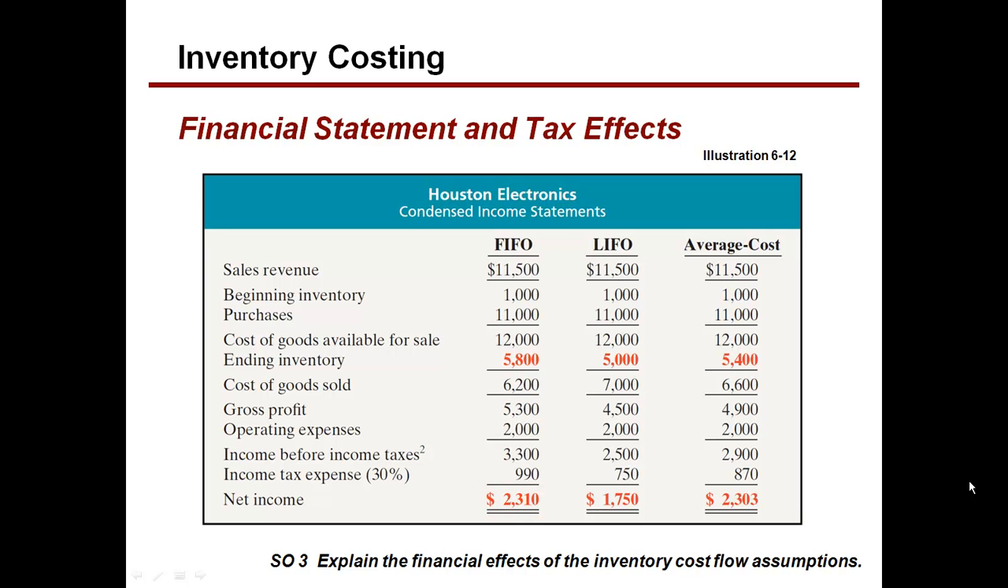The average cost method is right in between. The cost of goods sold is right in between $6,200 and $7,000 at $6,600, and likewise ending inventory is right in the middle of the ending inventory under the FIFO or LIFO method. Again, any one of these three methods are acceptable under U.S. generally accepted accounting principles. Once adopted, consistency is simply required from period to period.